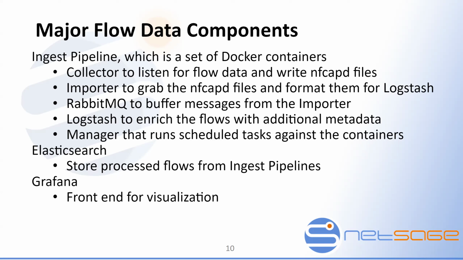And then we've got a small manager container that basically runs jobs against the other containers for restarts and updating different resources that it needs. After all that happens, it gets sent out to the Elasticsearch database, which is actually at TACC. So all the flow data, all the Globus data, all the SNMP data that we have is in an Elasticsearch cluster that lives at TACC. And then we visualize all that front end with Grafana.